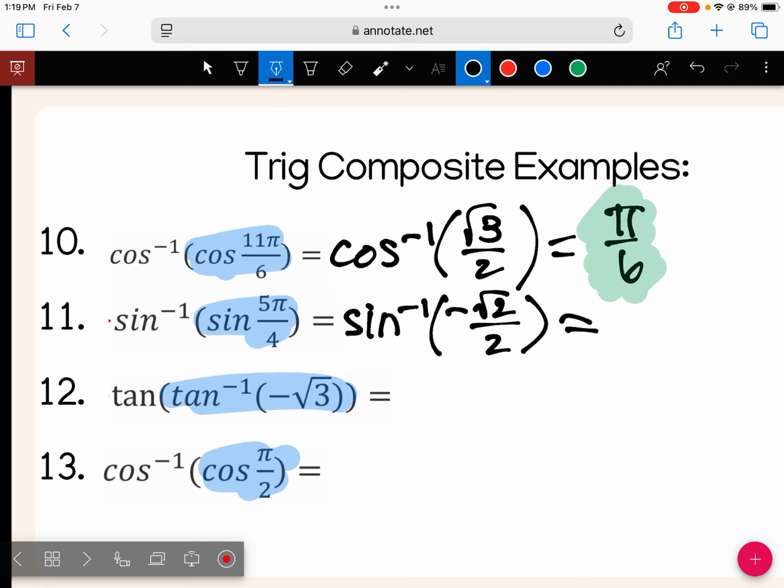So our final answer here is negative pi over 4.